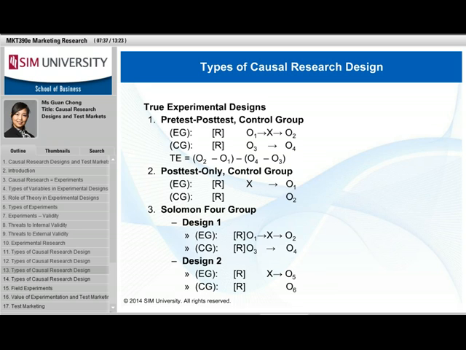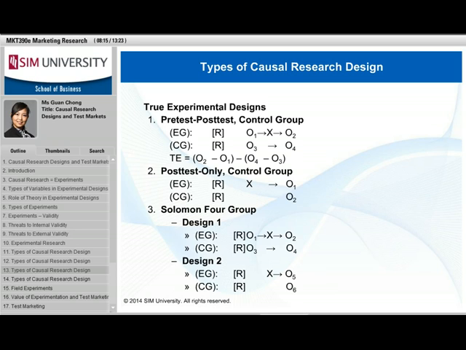Under the pre-test, post-test control group designs, there are two groups. Within each group, there are two observations. While in the experimental group, there will be one observation before the treatment and one observation after the treatment. For post-test only control group, for both experimental group and the control group, there will be only one observation. For the experimental group, the observation happens after the treatment.